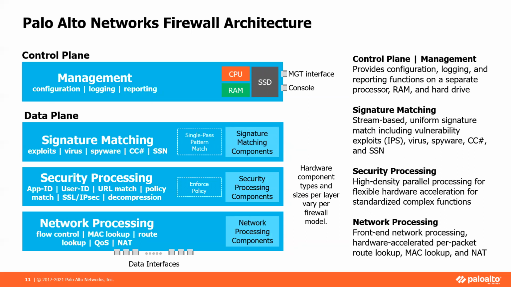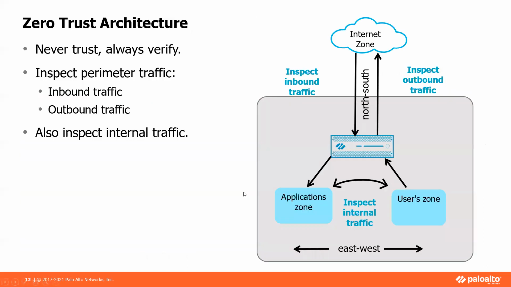And the data plane is where we're going to do signature matching, security processing for all those App-IDs that we talked about, breaking through SSL encryption, that kind of stuff is all going to be at the security level. And then we do the network processing, which is dealing with just routes, QoS, NAT, the simple things that you guys are normally used to.